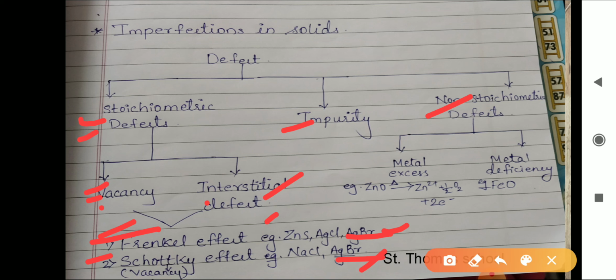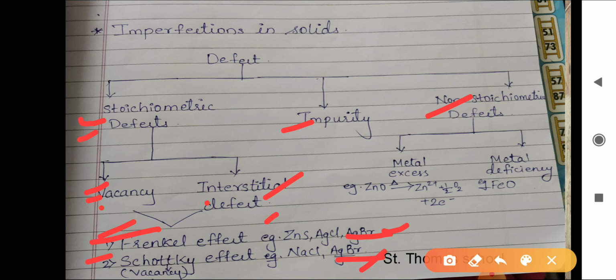Another similar example is the solid solution of CdCl2 and AgCl. In that, Ag+ will replace the Cd2+ ions, right? So this is what the impurity defects are. Sorry, impurity defects are not divided into anything.